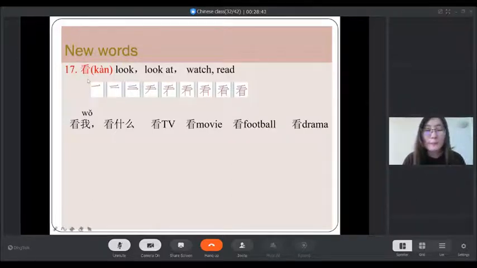看 means look, look at, watch. Also means read. Read a book, we use 看. 看我 look at me. 看什么, 什么 means what. 看什么 means what are you looking at?